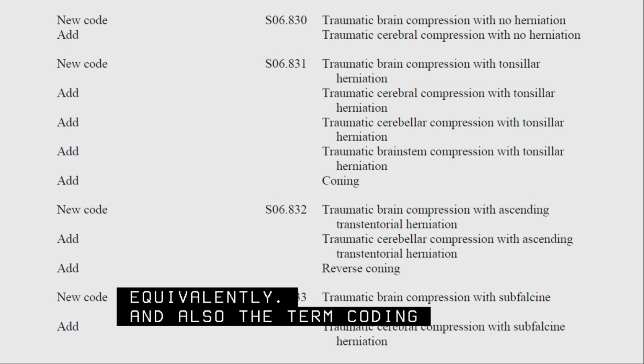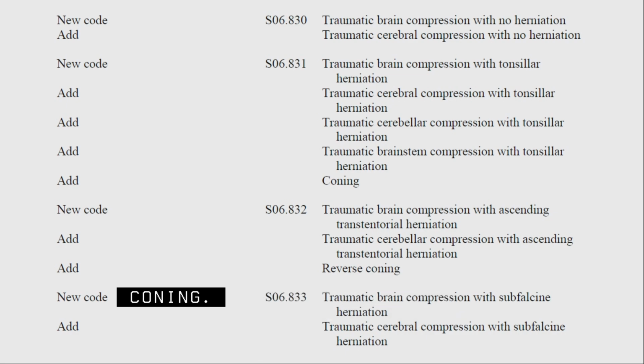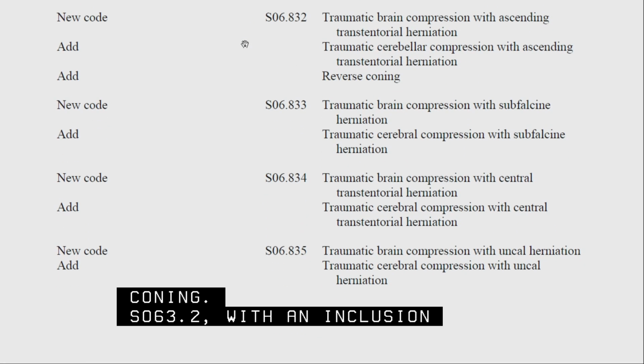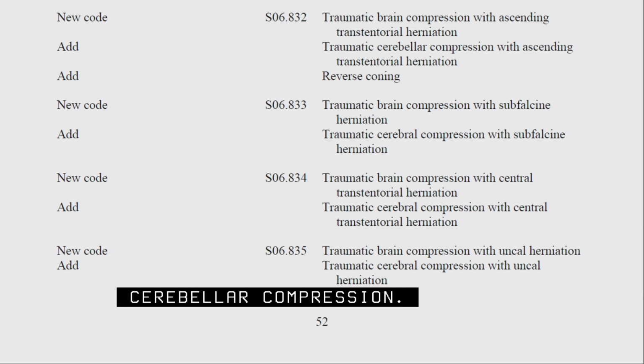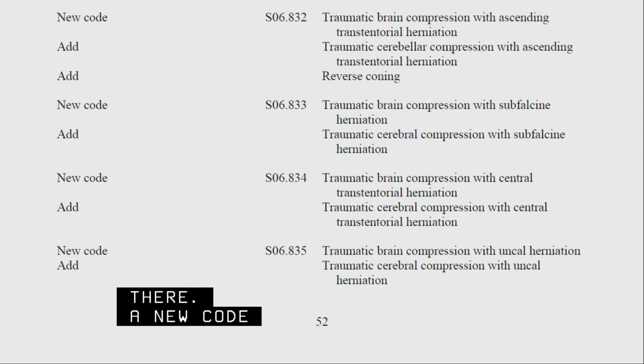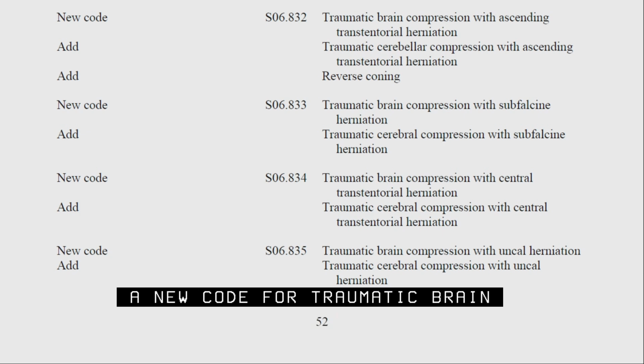A new code, S06.832, for traumatic brain compression with ascending transtentorial herniation, with an inclusion for the cerebellar compression. Also, reverse coning would be there. A new code, S06.833, for traumatic brain compression with subfalcine herniation, and cerebral being included there also. And you'll remember this was one that involves a type of midline shift, and the cingulate gyrus is herniating under the falx cerebri.